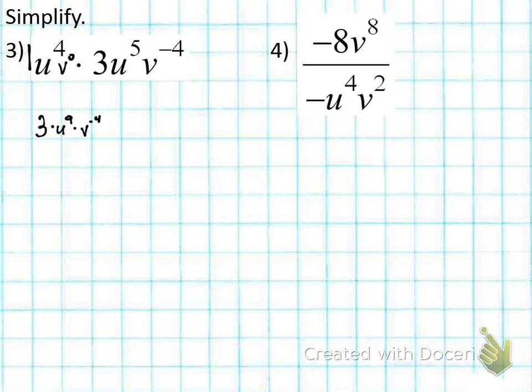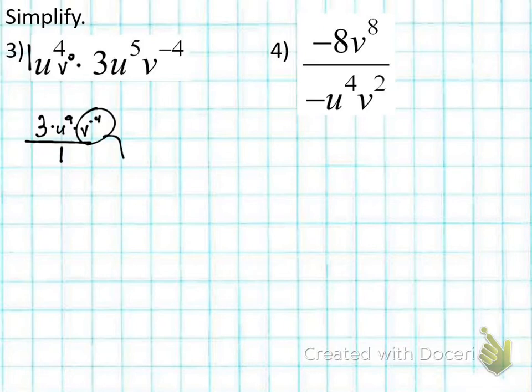Are we done? No. Okay, so V to the negative 4th. Do we like that? No. So do we need to move anything else but V to the negative 4th? No. So we're going to put a 1 here. I want you to finish up the problem for me. Go. 3 times u to the 9th, v to the negative 4th.